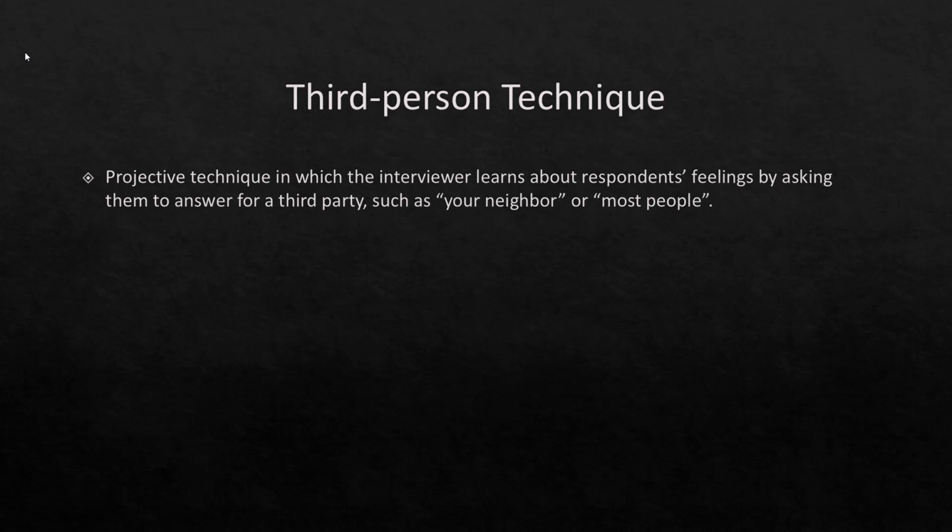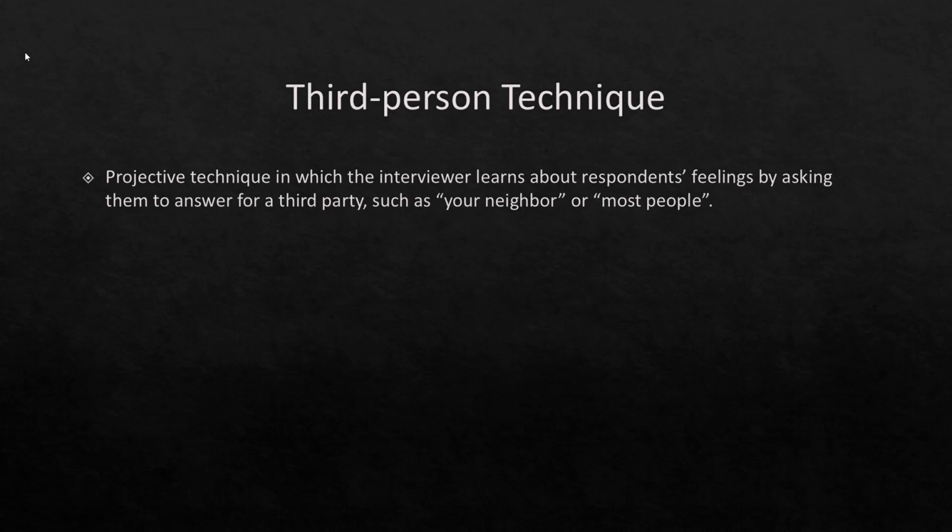Last but not least, the projective technique called the third person technique. This is actually used quite often. The topic is like, what would your neighbor do? What do most people do in a situation? You describe a scenario, let's say about wearing masks: you encounter a group of teenagers who don't wear any masks, and what would you do? That puts you on the spot. But if you say, what would your neighbor do in that particular scenario, or what most people would do, actually it's your perception.